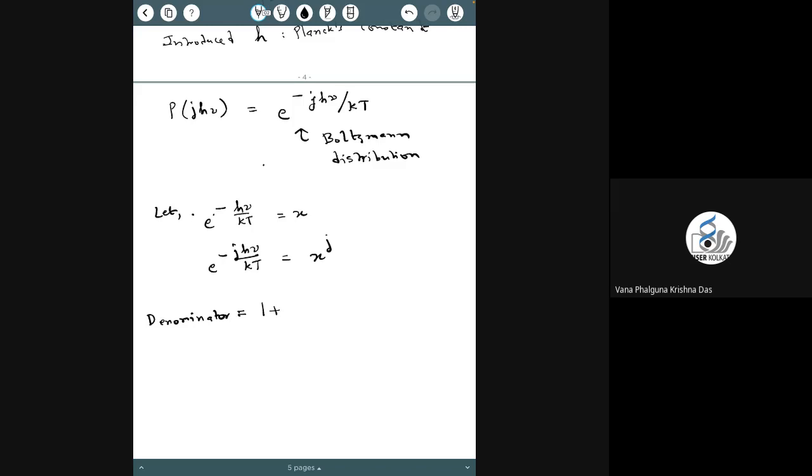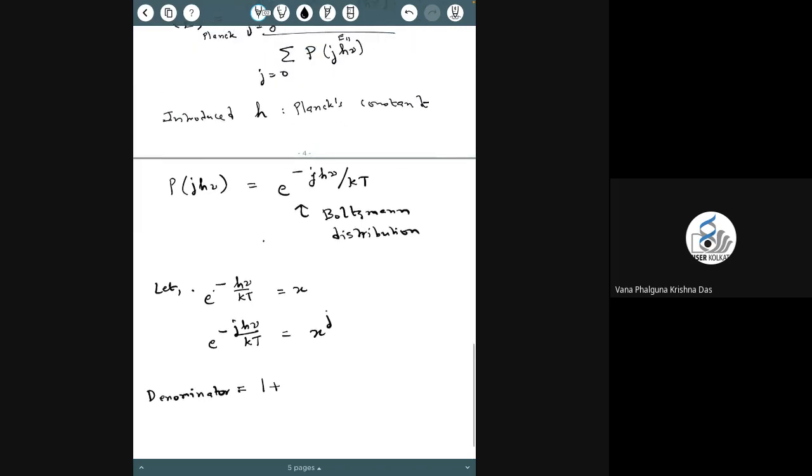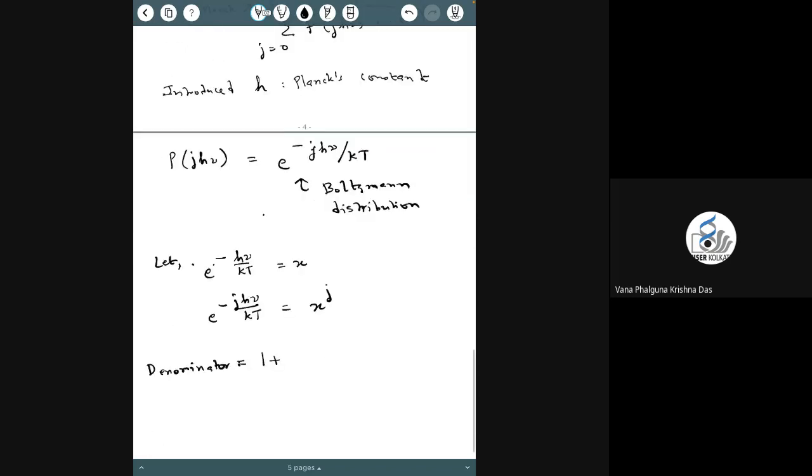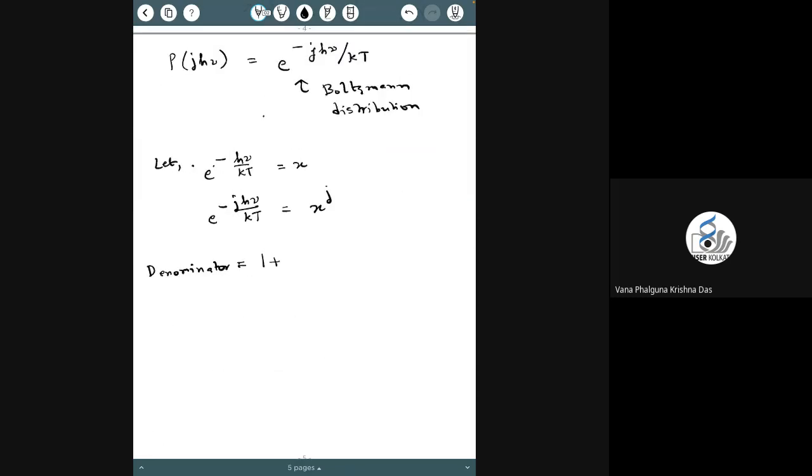Then you have a denominator. So let's evaluate the denominator. We have to evaluate two sums. So this is j h nu, then P_j h nu is e to the power minus j h nu by kT. And in the denominator, we just have a sum over e to the power minus j h nu by kT. If I let e to the power minus h nu by kT be x, then e to the power minus j h nu by kT is x to the power j. So I'm just going to evaluate the sum.